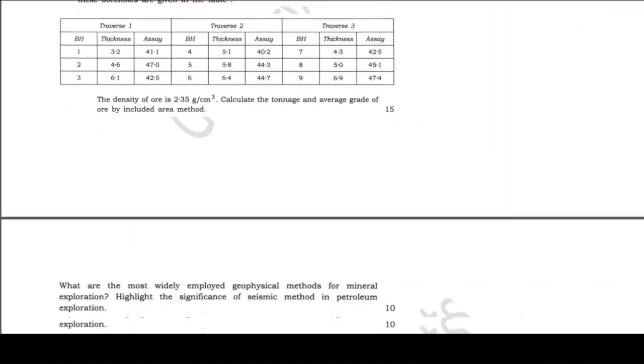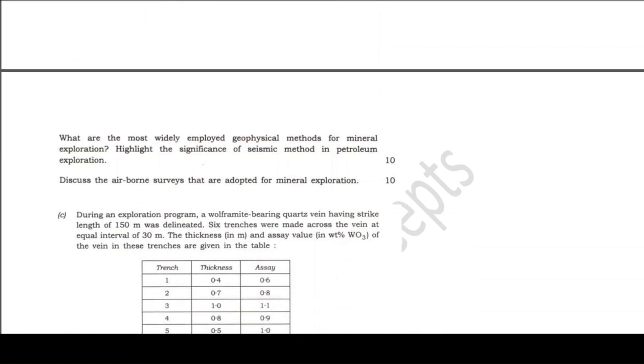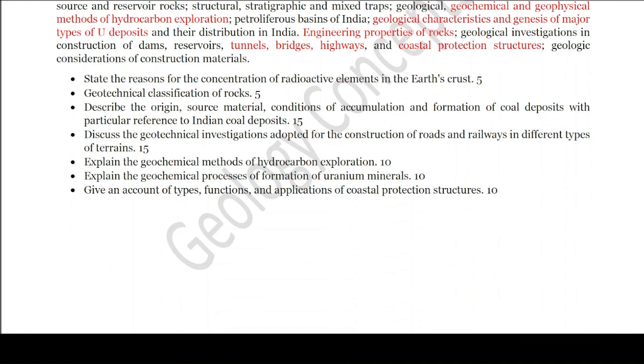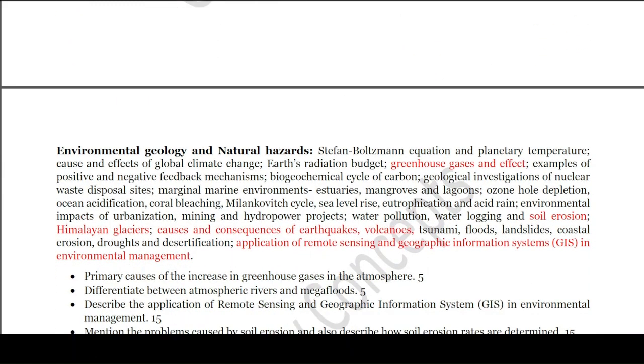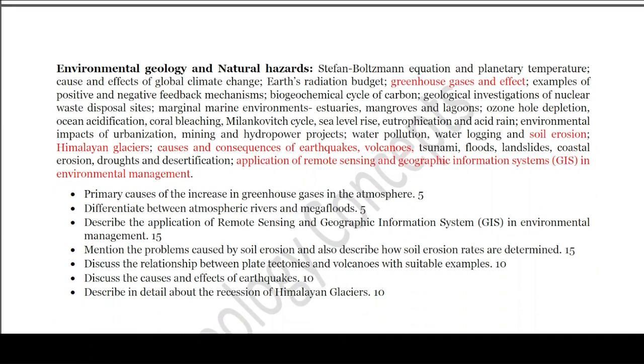Questions from fuel and engineering geology and environmental geology are pretty straightforward, and questions like process of formation of uranium deposits, application of remote sensing and geographic information system, that is GIS, in environmental management, and recession of Himalayan glaciers are repeated from the previous year papers. So there is a new question on atmospheric rivers and megafloods. I hope most of you are familiar with the term megafloods, but atmospheric rivers must be a new term for many of you.